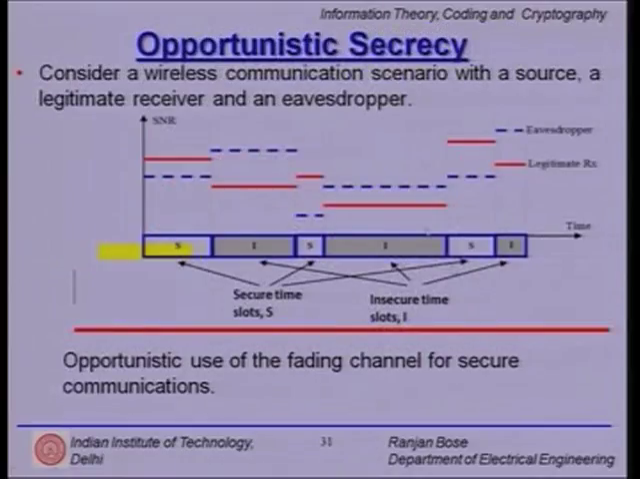So, suppose we had the luxury to plot the received SNR of the legitimate receiver as the bold red line, it is the received power at the legitimate receiver, and the dotted line represents the SNR at the eavesdropper. So, sometimes the eavesdropper is better off, sometimes the main channel is better off. So, clearly whenever the signal strength and hence the SNR at the legitimate receiver is better than that of the eavesdropper, we have the secure time slot S. If things change, then it is an insecure time slot I, and then sometimes it is secure, insecure, and so on and so forth. So, we can use the fading channel opportunistically for secure communication.